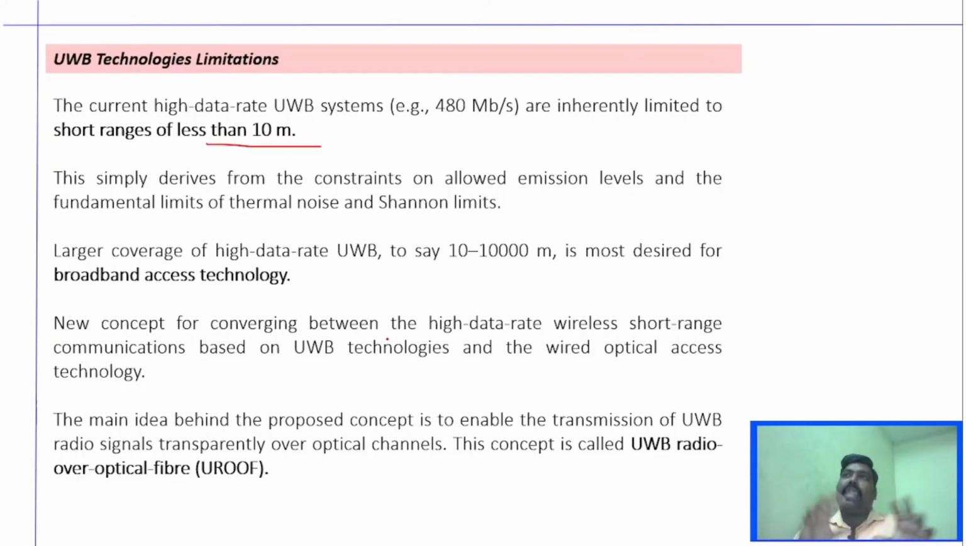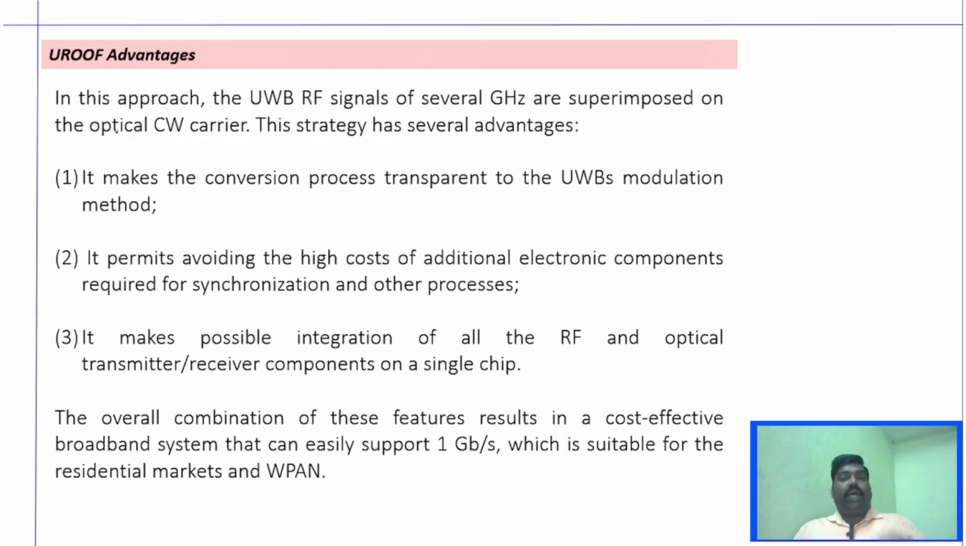And this new concept combining UWB and ROF gives you a lot of advantages of both UWB and optical, right? The main idea behind the proposed concept is to enable transmission of UWB radio signals over optical channels. I've said that. And this concept is called UWB radio over optical fiber, which is UROOF technology, right? We will see about the advantages of this technology, where, as I said before, UROOF combines the RF signal and the optical signal. We're going to superimpose the UWB signal with the optical signal so that we are able to transmit over a very long distance. And we have a lot of advantages.